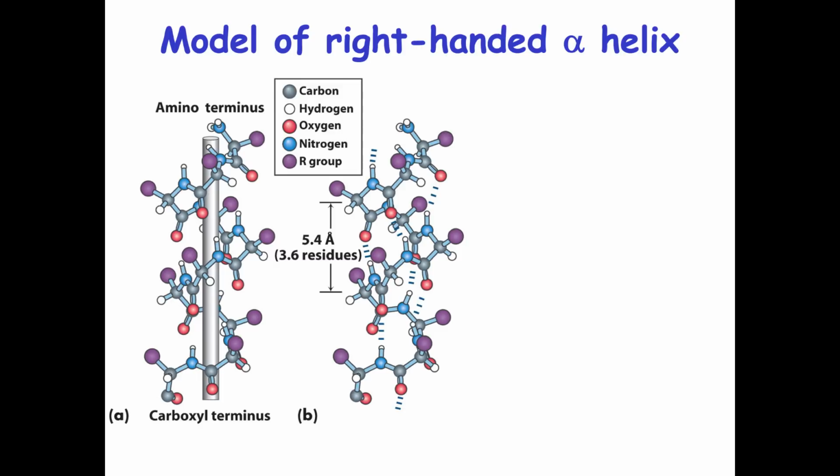Now here's the model of a right-handed helix. And here, basically what we see is that this helix winds around an imaginary axis. So here's the amino terminus, here's the carboxy terminus. And we see carbons are in gray, R groups are in purple, hydrogens are in white, oxygens are in red.